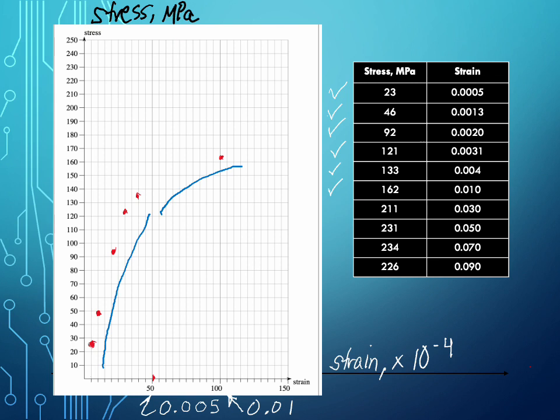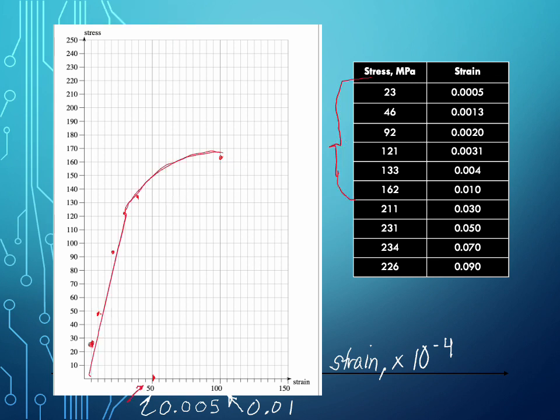All right. So we've got that. And here's the data with a line drawn through to indicate my linear part of the curve and my nonlinear part. Again, I'm doing that for a stress versus strain graph, not the load versus displacement graph.